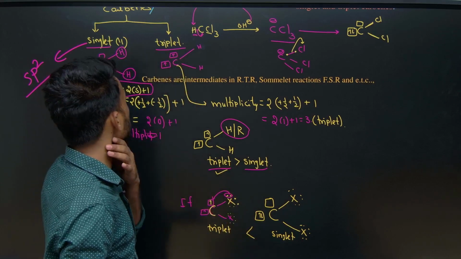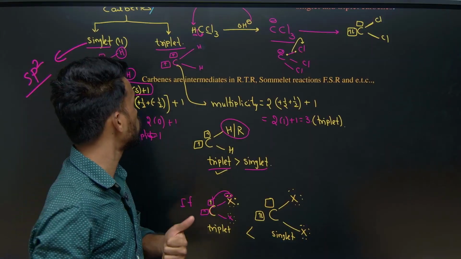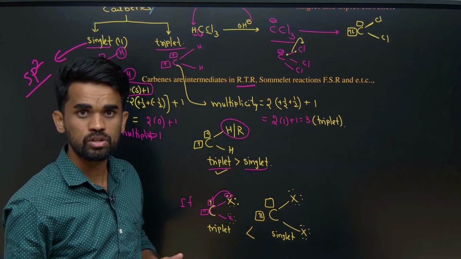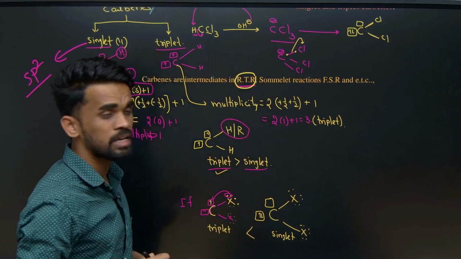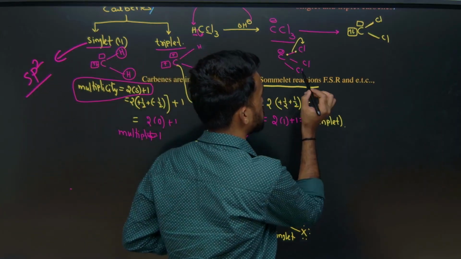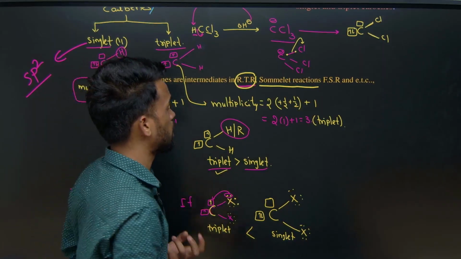Okay, in which reactions can we see carbenes as intermediates? We are going to study the Reimer-Tiemann reaction. If you have already done your 12th class, you are aware of the Reimer-Tiemann reaction, which is very important for your board exams also. And also the Simmons-Smith reaction. What exactly the Simmons-Smith and Reimer-Tiemann reactions are, I am going to explain later.